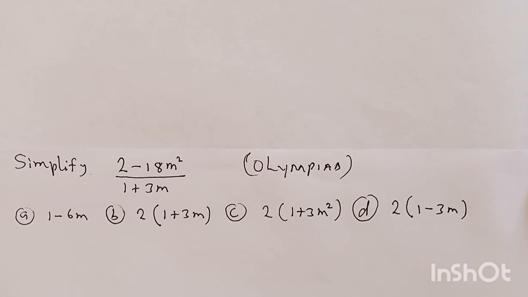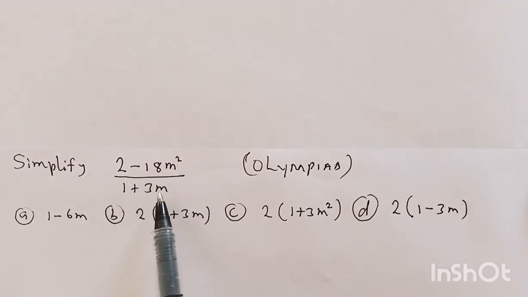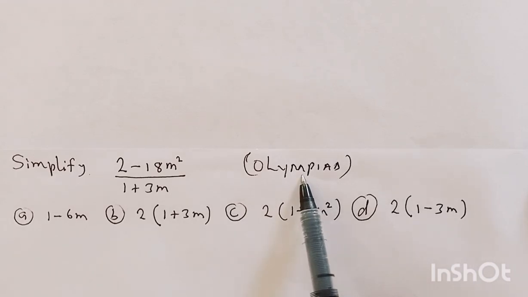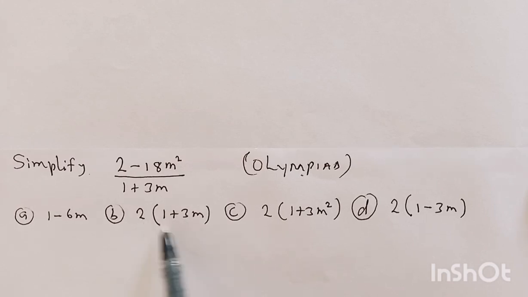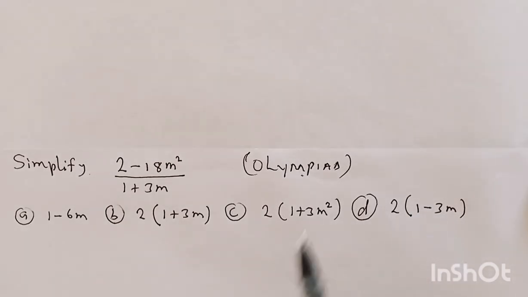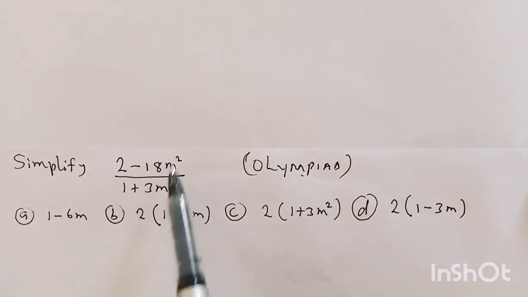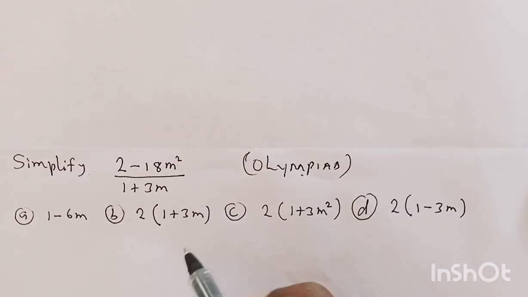In this very short video, we are going to see how to simplify this: 2 minus 18m square, everything over 1 plus 3m. This is an Olympiad question. Option A says 1 minus 6m, B says 2 into 1 plus 3m, C says 2 into 1 plus 3m square, and D says 2 into 1 minus 3m. So we are going to simplify the given problem here, and we look at the options and see which one is the correct option. So let us start.